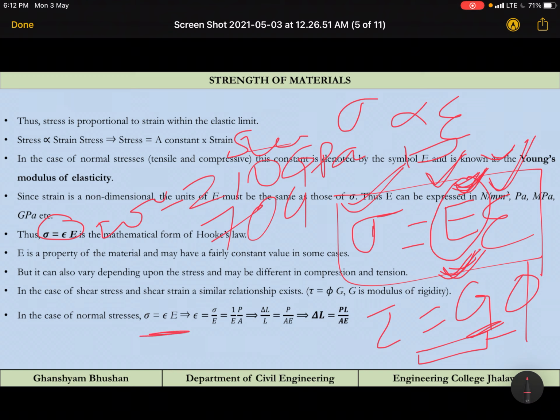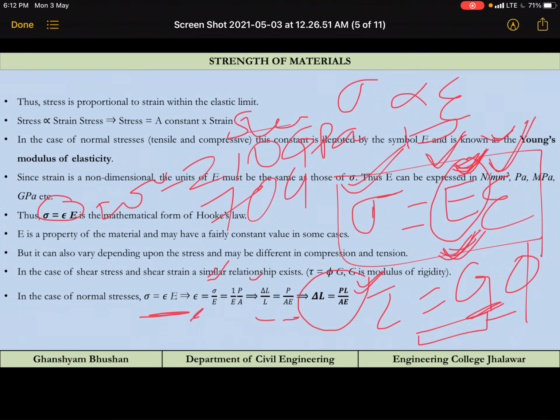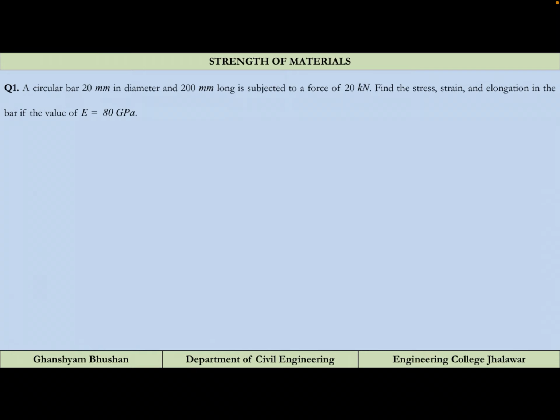Now sigma we have seen is epsilon times E, so epsilon will be sigma by E. Sigma is P upon A, and strain is delta L by L, so delta L by L is equal to P by A E. So finally we can see that linear deformation is PL by AE. Linear means axial, along the load. If a bar is axially loaded, this much elongation you are going to observe. Clear?